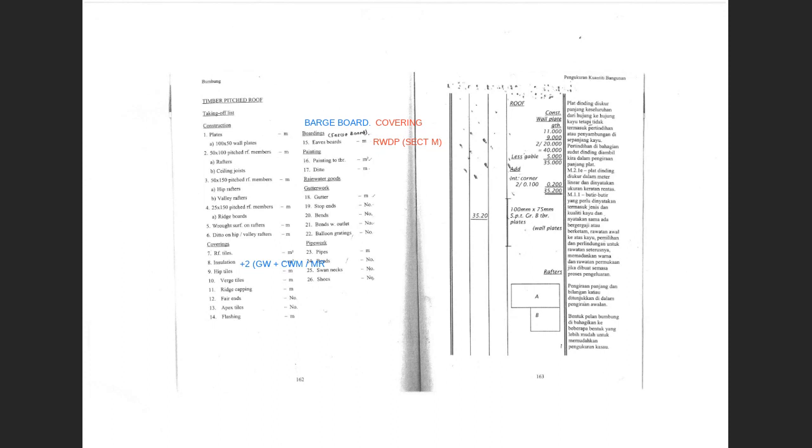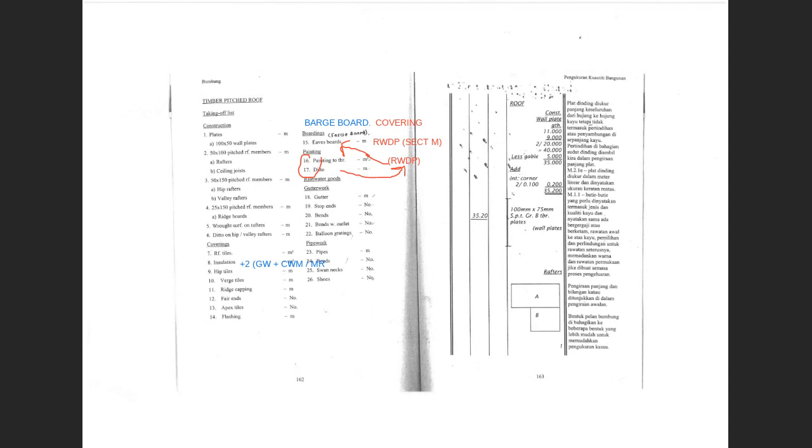If the painting that you can see here refers to the eave board only, this one should fall under rainwater downpipe. Because in this taking off list there is no information about the barge board, this one automatically refers to the painting for the rainwater downpipe category, that is the eave board, which in this case is also known as the fascia board. Okay, right, let's go to the last part.